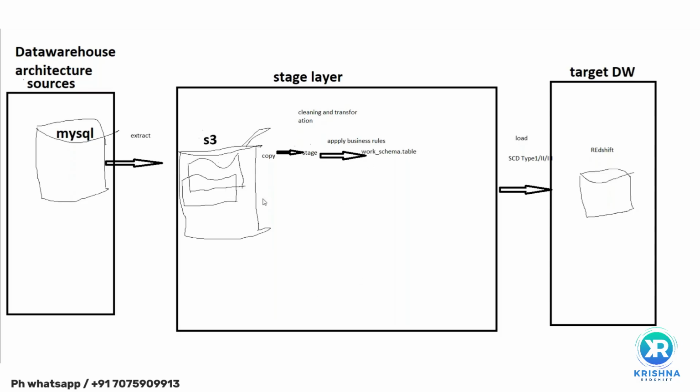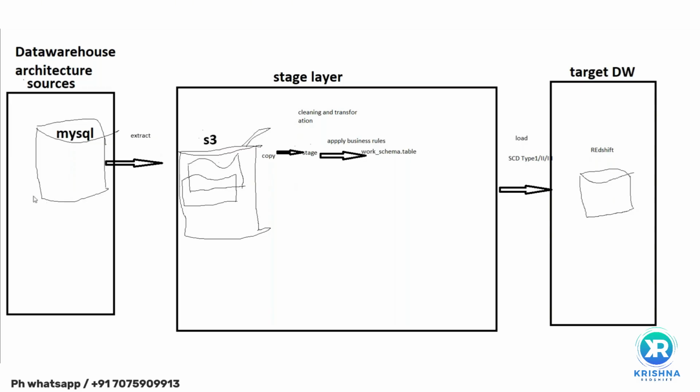In stage, what will you do? You do all the cleaning and reprocessing. For example, if you need only successful transactions, you will filter out failed ones. If there are duplicate records, you will delete them. That means you make the data clean before loading into the warehouse. That's what happens in the staging layer.